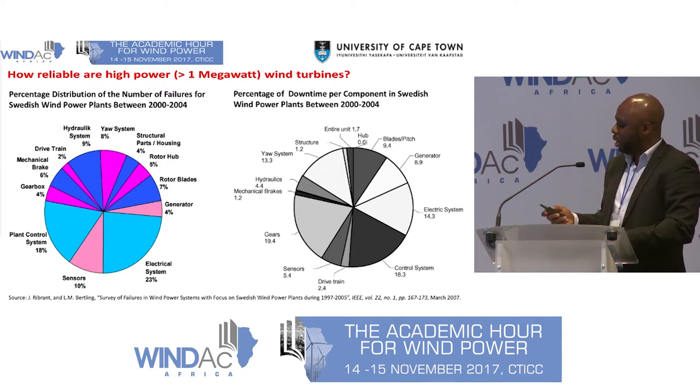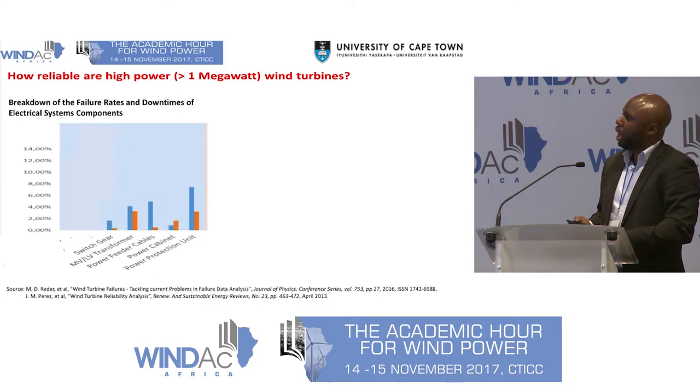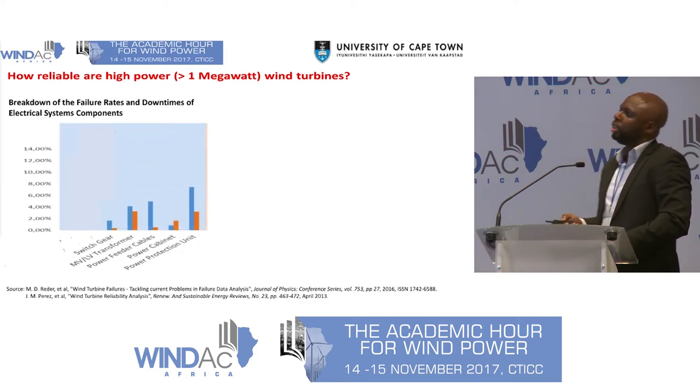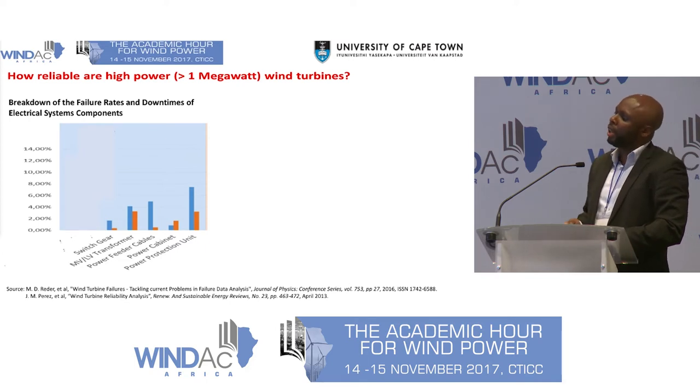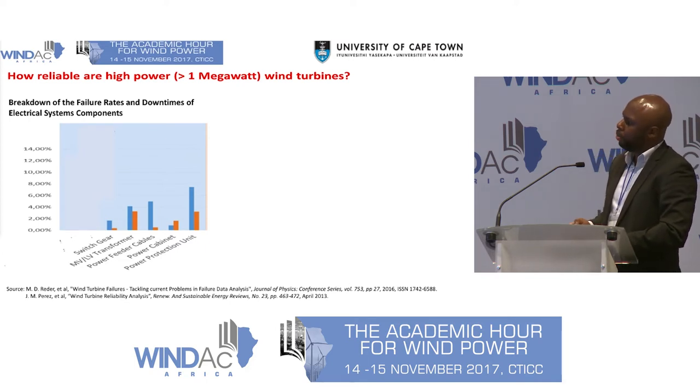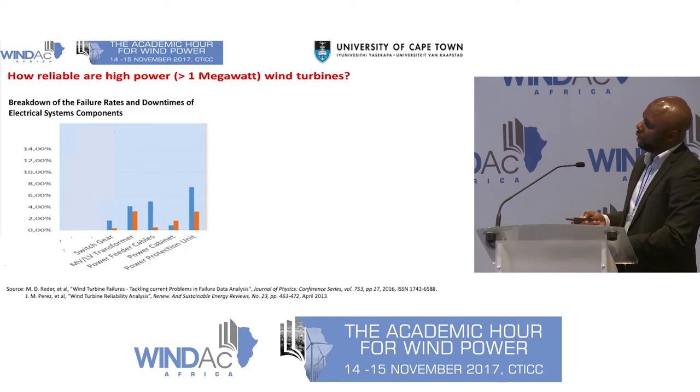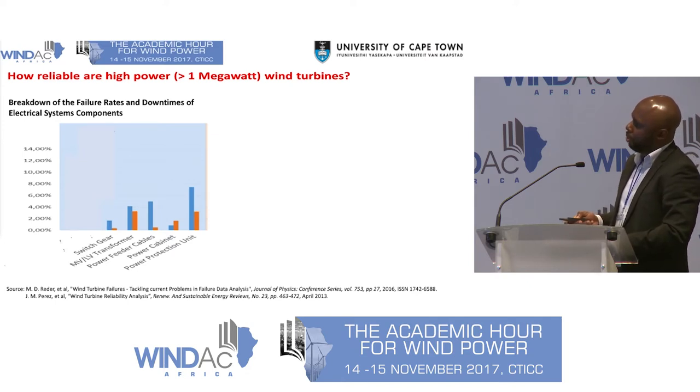Now, going forward, another breakdown of the failure distribution in individual components making up the electrical system was put forward. And from the breakdown, we could see that the power protection unit recorded most of the failures. The connecting cables, mainly due to the amount of losses, also was the second, and then we had the transformer.